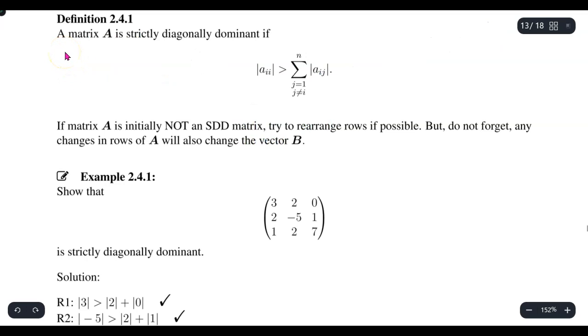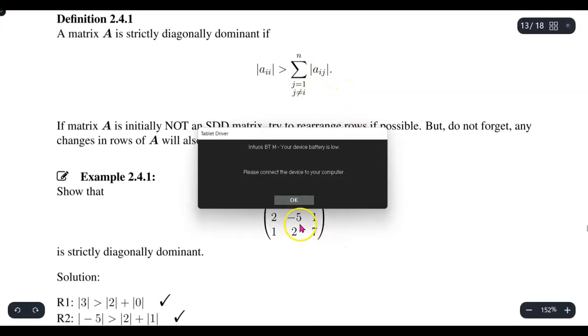In definition 2.4.1, a matrix A is strictly diagonally dominant if for each row of the matrix A we check whether |a_ii| is greater than the summation of the absolute values of the rest of the elements on that same row. For row number 1, you are checking whether the absolute value of a11 is greater than that summation. If this holds for every row, then A is a strictly diagonally dominant matrix.